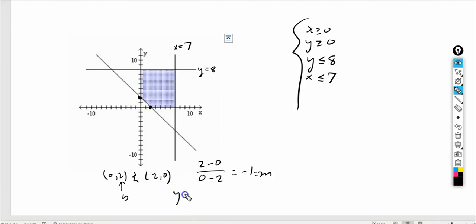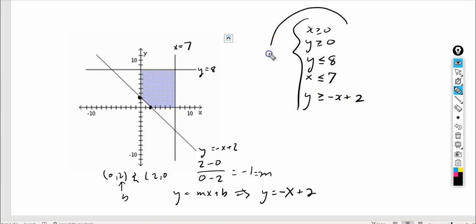So y is equal to mx plus b. Y is equal to -1 times x plus 2. Okay. So that's the equation of this line. I want this line and I want the region above it with all these other restrictions. Okay, so this is what I'm going to be looking for.